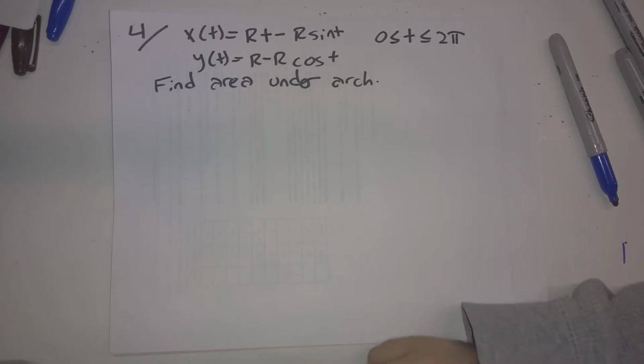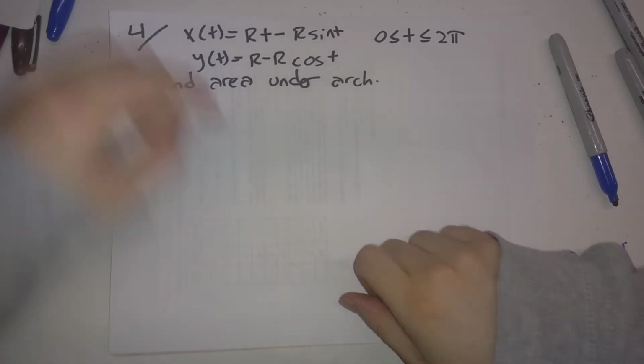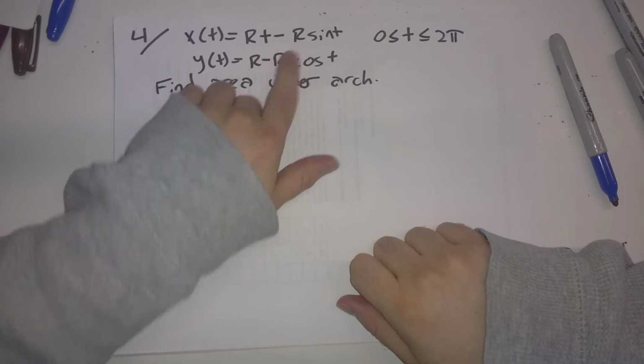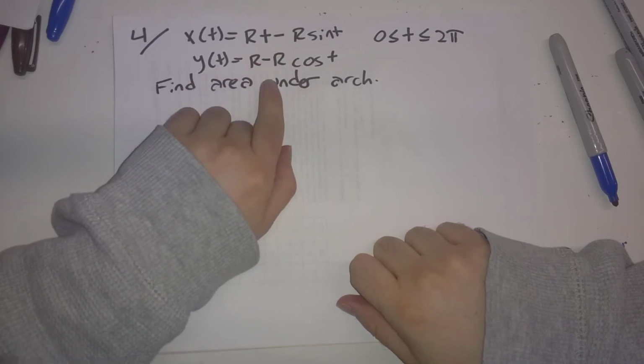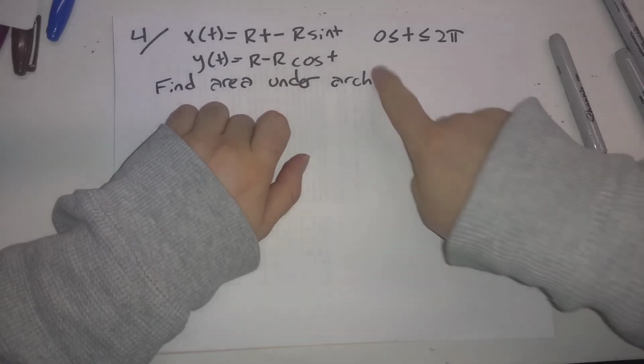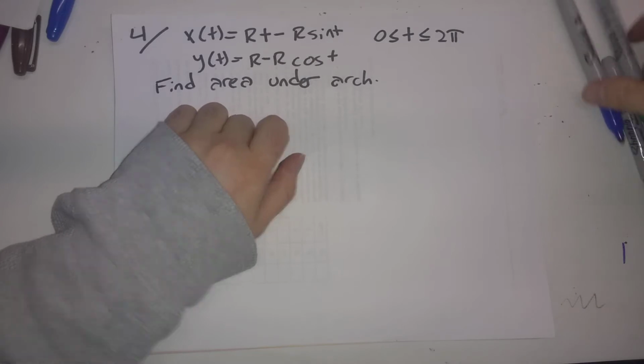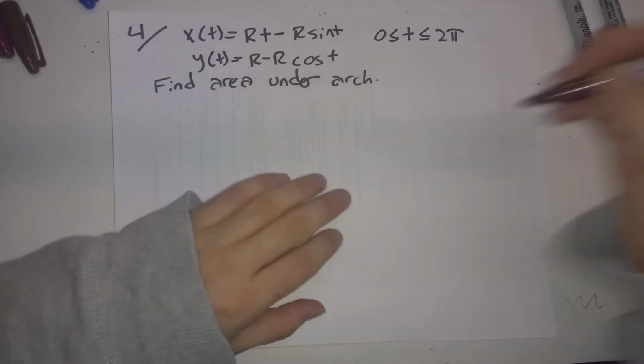Number 4, one arch of a cycloid is given by x of t is rt minus r sine t, y of t is r minus r cosine t, where t is running from 0 to 2 pi. Find the area under this arch. So what does our picture look like?